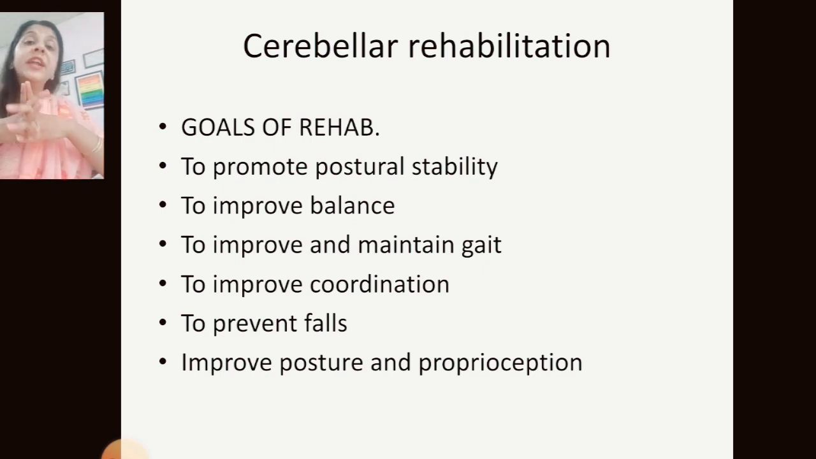We have to get static control first, then improve balance. In the case of balance, we must have static balance first, then we work on the dynamic component. We have to improve the gait as well. But before the gait pattern, we must be able to maintain the balance first.